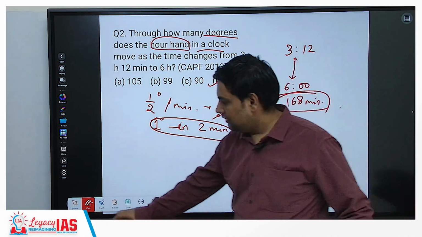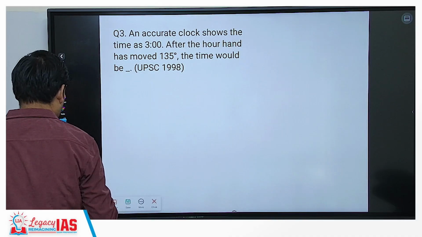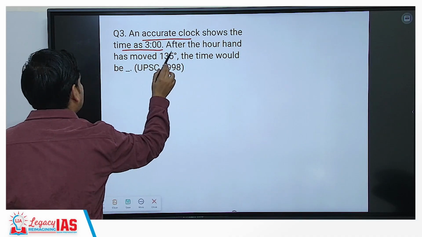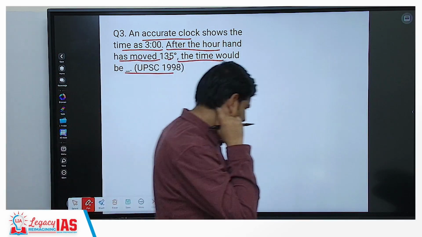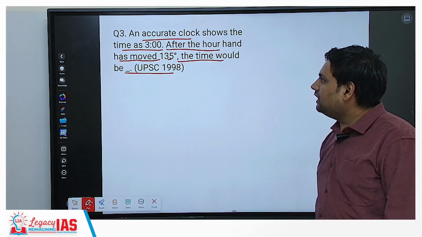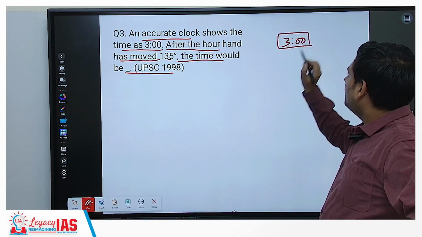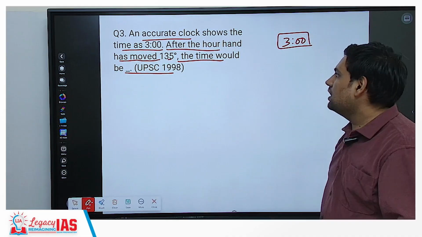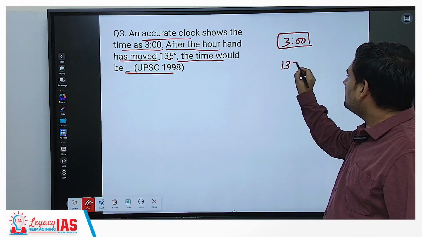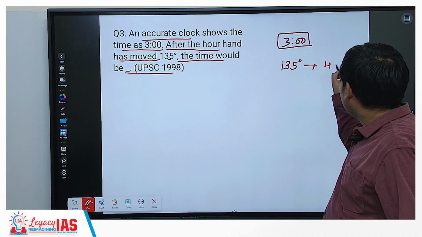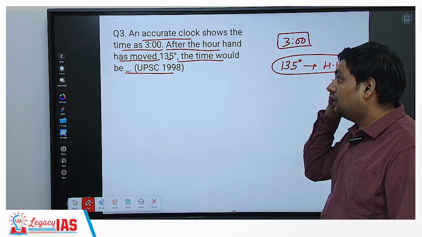Then next. An accurate clock shows time as 3. After the hour hand has moved 135 degrees, the time would be. Okay, accurate clock shows the time as 3. After the hour hand has moved 135 degrees, the time would be. Now the hour hand moves how much? 135 degrees moved by the hour hand. Now the time would be.